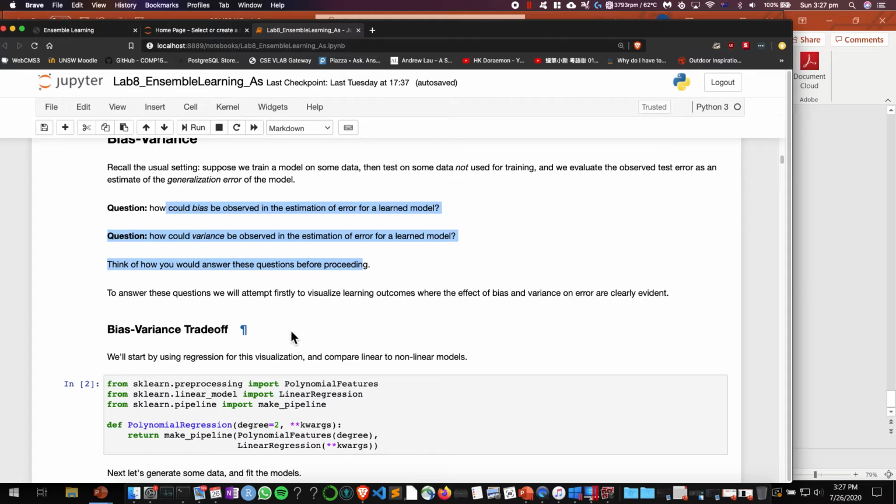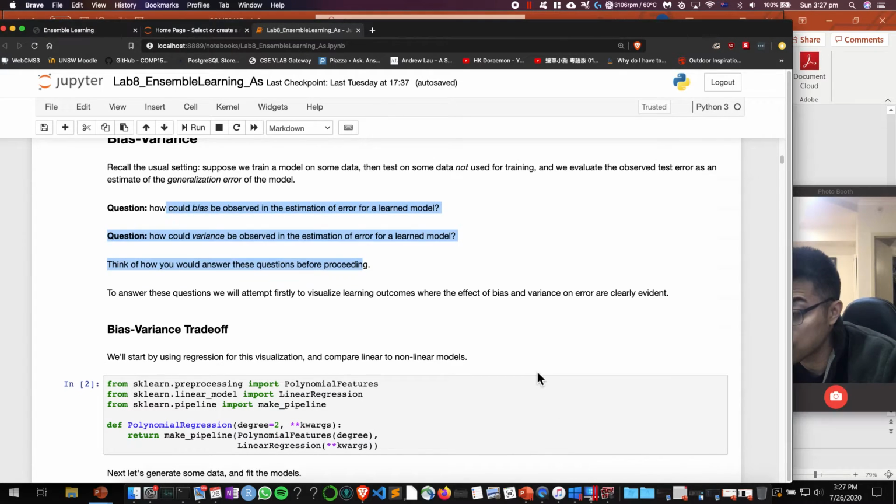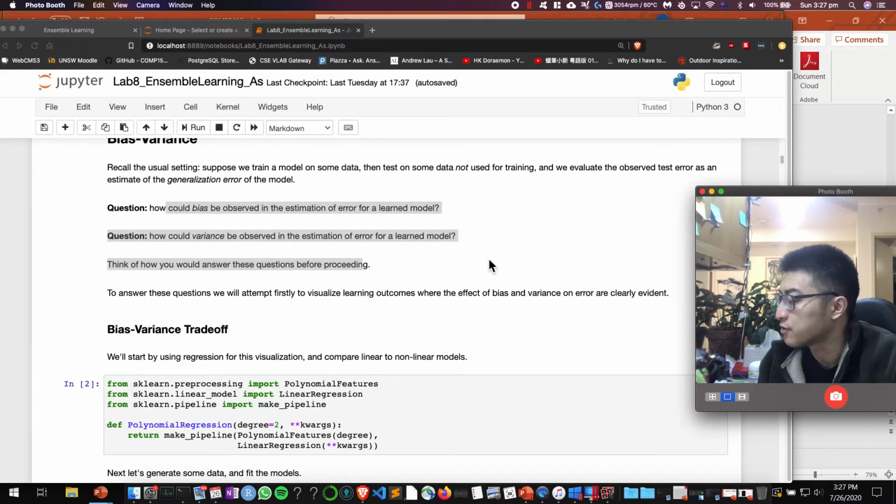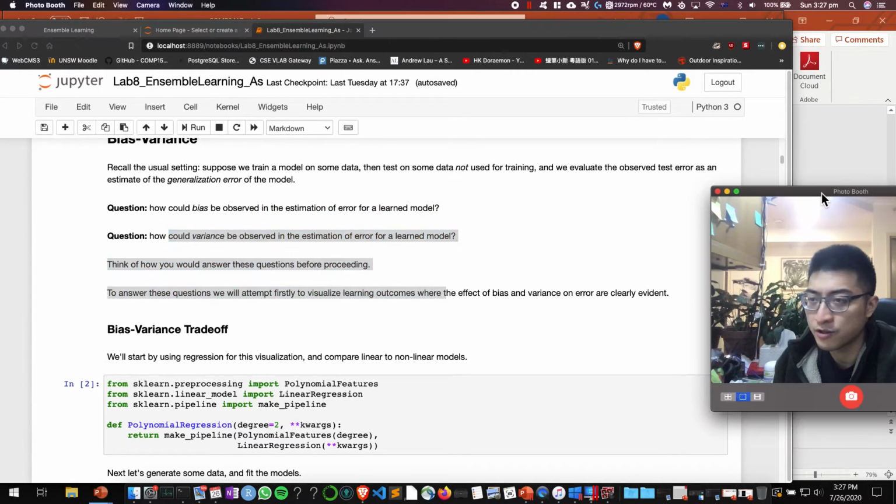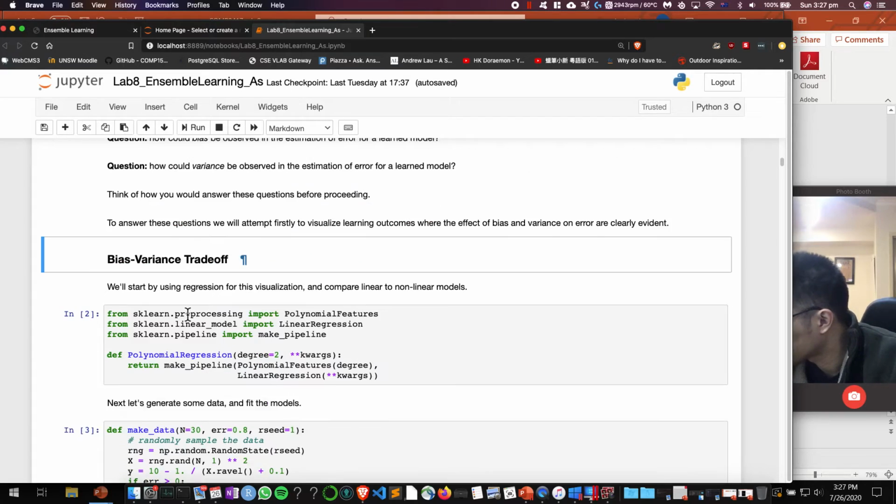Cool. Second question is, how can variance be observed in the estimation of error for the learned model? A few different ways. You have your CV score, your cross-validation score, right? You might do, say, 10-fold, and you can look at the standard deviation of the performance metrics across each of the 10 folds. If the model is low variance, the scores will tend to be more clustered together. If it's higher variance, it will tend to have a high variance in the scores for the performance metric for training versus test.